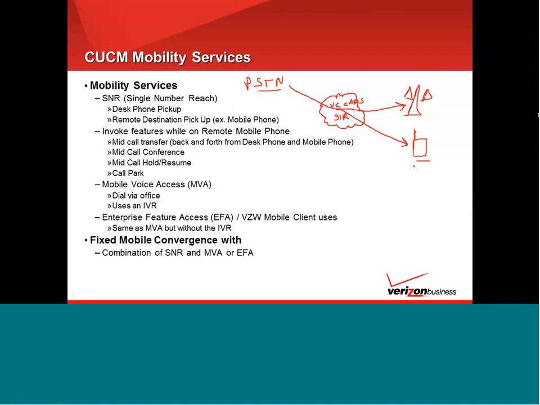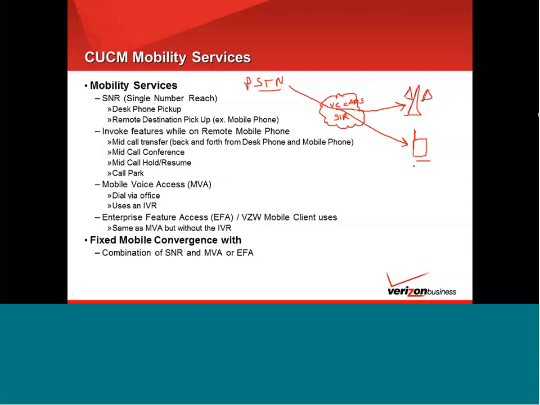Now, most people, pretty much all people, don't know what those DTMF tones are. They're like *81, *82, *83, *84. Anyway, so those features are usually never invoked. People just want single number reach. They want their cell phone to ring, things like that.